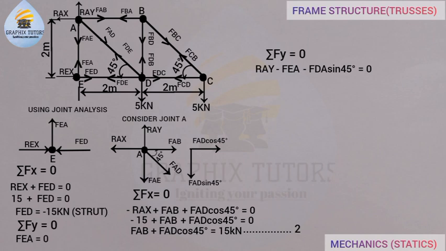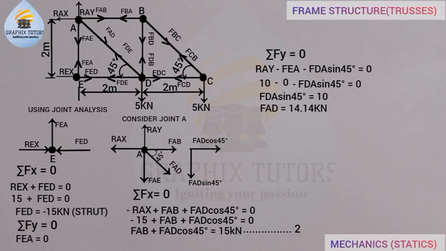RAy from our question, one of the reactions, is given as 10. Minus FEA, we know FEA is 0, so I'll put 0 there. Minus FAD sin 45 equals 0. If I take FAD to the other side of the equal sign, it becomes positive, so FAD sin 45 equals 10. Making FAD the subject of the formula, FAD equals 10 divided by sin 45, which is the same as 10 divided by 0.7071. So FAD equals 14.14 kilonewton, and it is positive.